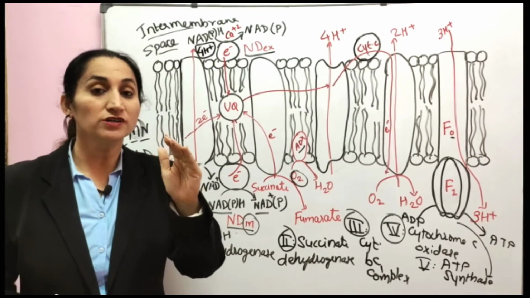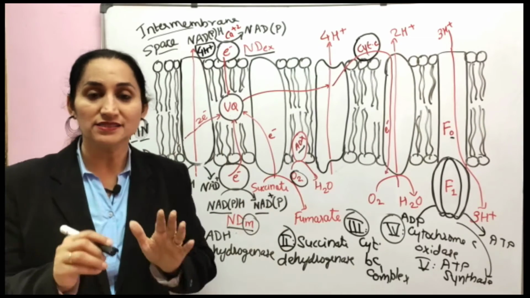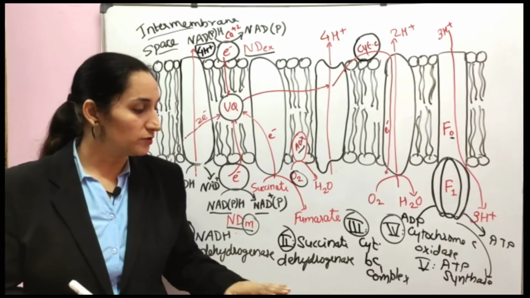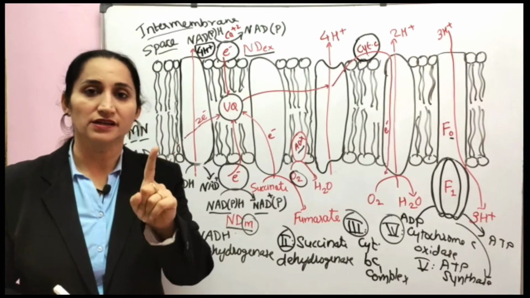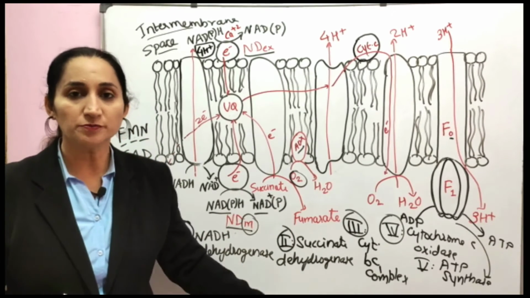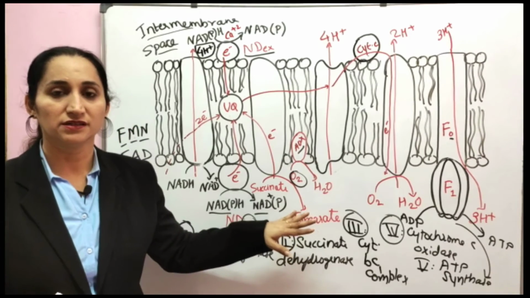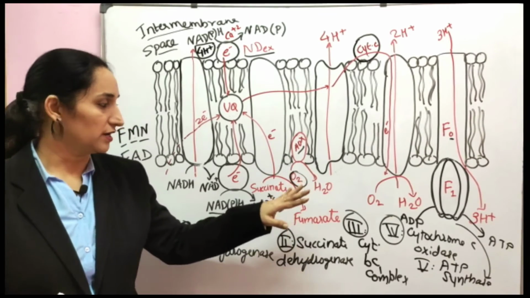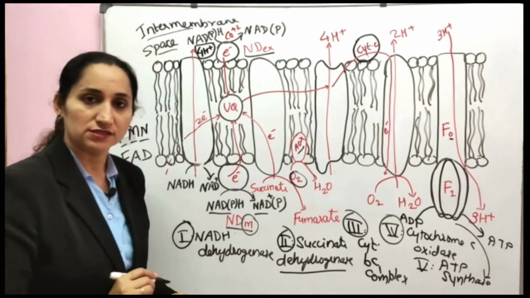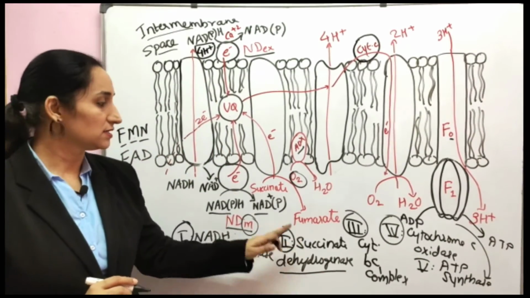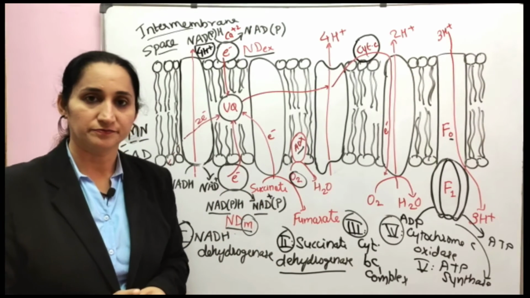While studying the Krebs cycle, I told you that all the enzymes of the Krebs cycle are soluble in the matrix of the mitochondria, but only one enzyme is not present in the mitochondrial matrix. Instead, it is attached to the inner membrane of the mitochondria. That enzyme is succinate dehydrogenase. This enzyme oxidizes succinate that is formed in the Krebs cycle.